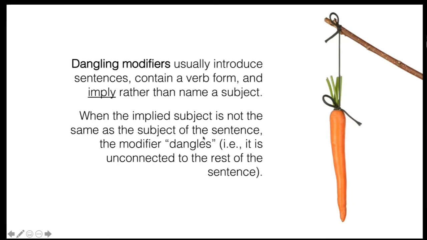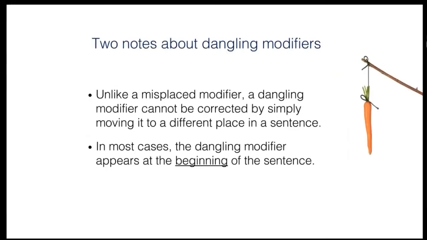And when this subject is not mentioned, or when it's not the same as in the next clause, then this modifier is dangling. Dangling means it's like in the air, you know, it's not connected to the rest of the sentence. So I chose this picture of a carrot just to show you that it's in the middle of nowhere, but it should refer to something. Okay, so two more things about dangling modifiers, and then we'll try to correct those. Dangling modifier is not as easy to correct as misplaced.